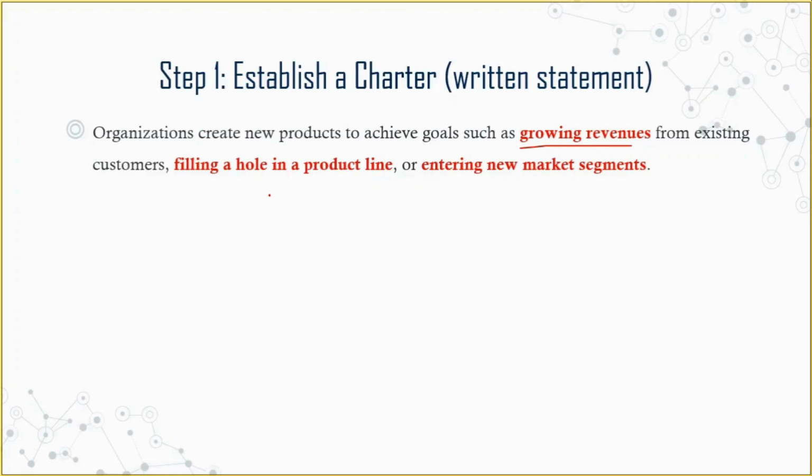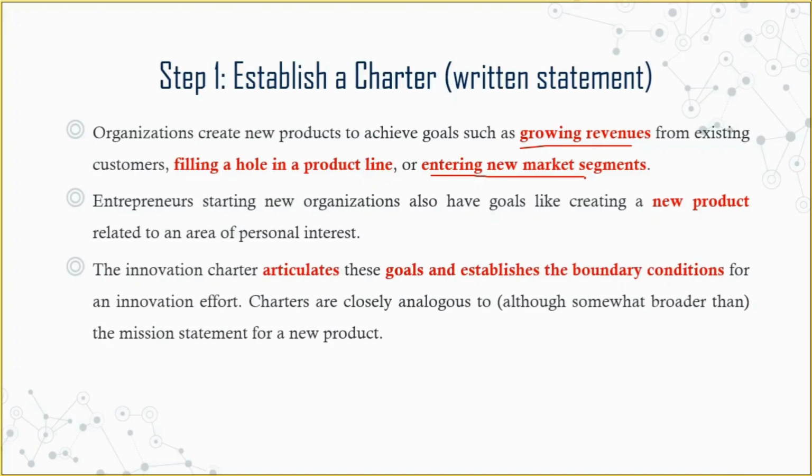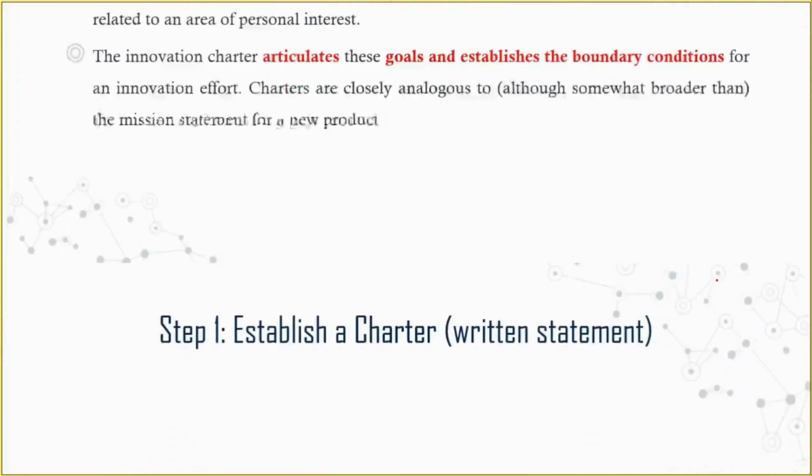You can take the example: iPhone 16 was launched, and now they are thinking to launch the iPhone 17. With this they can enter new market segments. They will also think to launch other products as well. Entrepreneurs starting new organizations also have goals like a new product. You can take the example of startups. Many startups are launching products of their personal interest. Ultimately, we have to finalize the boundary condition, like what type of product you want to launch in the market. Clear? Then you are going to move ahead according to your plan.